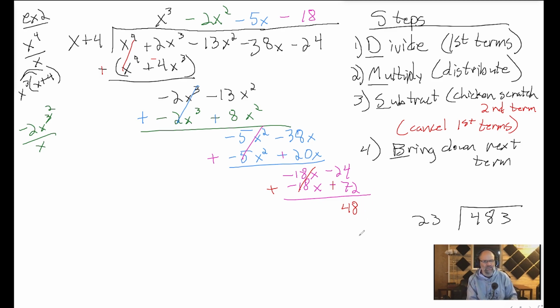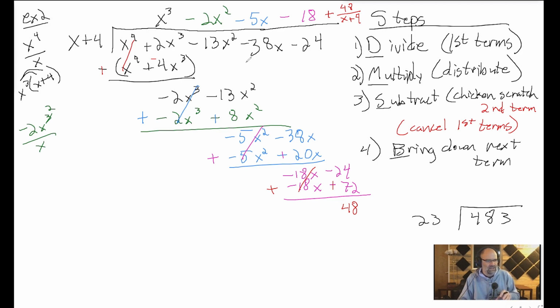So what do I do with this 48? Plus 48 over our divisor, which is x plus 4. See how that was just the same thing as the last example, just a little bit of a gross mutation of it.